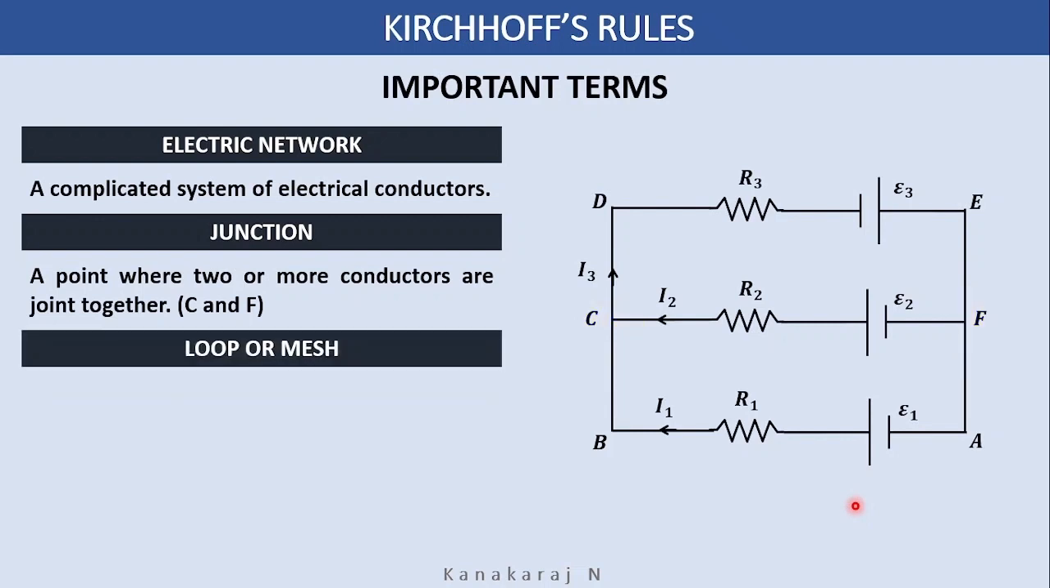Loop or mesh. Follow the yellow path. A, B, C, D, E, F, A. Good. Next yellow path. A, B, C, F, A. It's a closed path. Next. This is another yellow path, a closed path, C, D, E, F, again C.